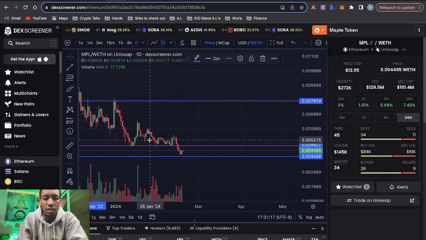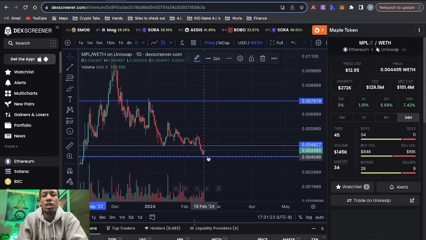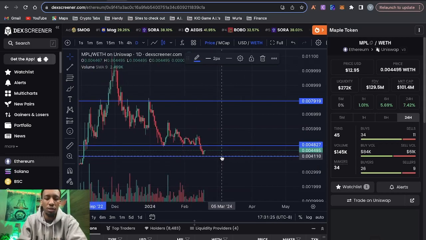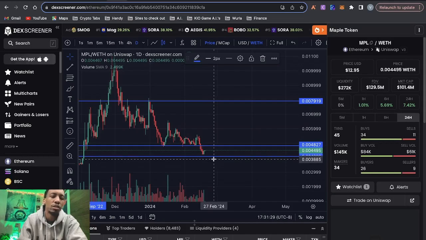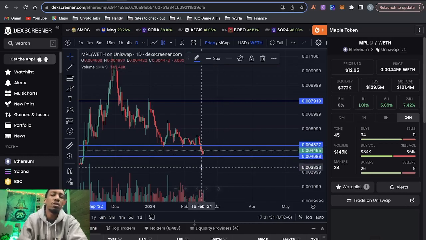If you go here, you can see my ranges. So that first range is from this line, the top line, all the way to the bottom line. And if it goes out of range to the downside, I'm happy with that. Because like I said, the more impermanent loss, the better. If it goes out of range to the downside, I'm going to be in 100% Maple.